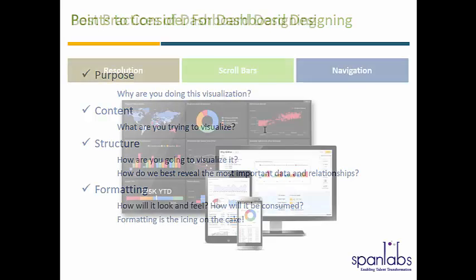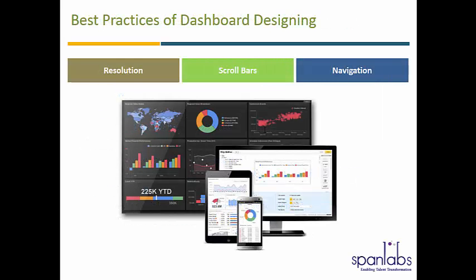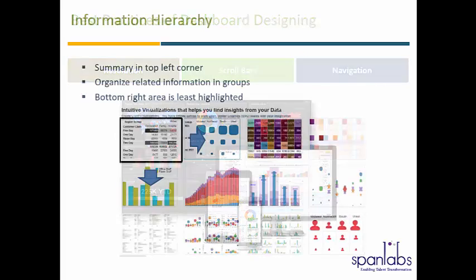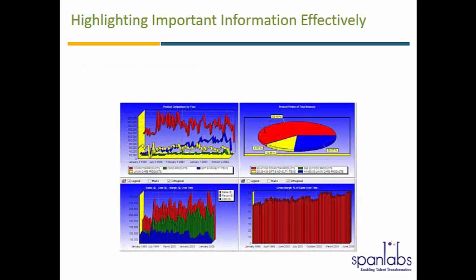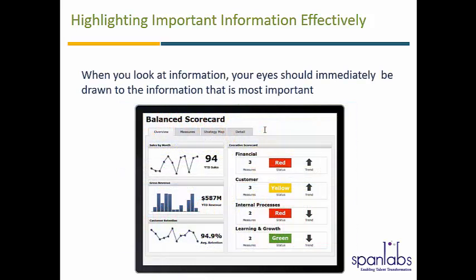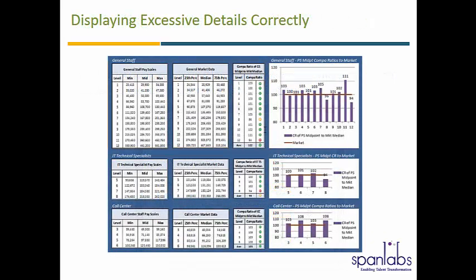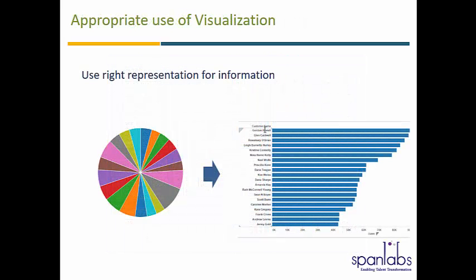Now, some of the best practices of dashboard designing are to have good resolution, scroll bars, and navigation. Then there should be information hierarchy like summary in top left corner, bottom right area must be least highlighted, and so on. Highlighting important information effectively helps a lot. When you look at information, your eyes should immediately be drawn to the information that is most important. Then you should display excessive details correctly. Then you need to use the right representation for the information that you are providing.